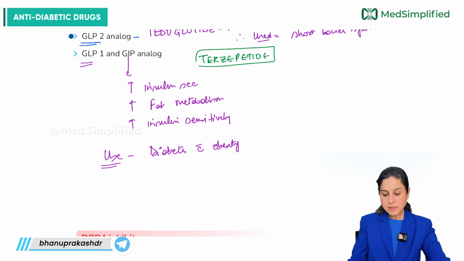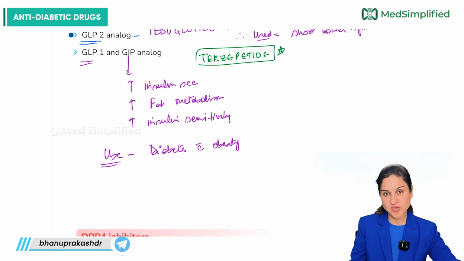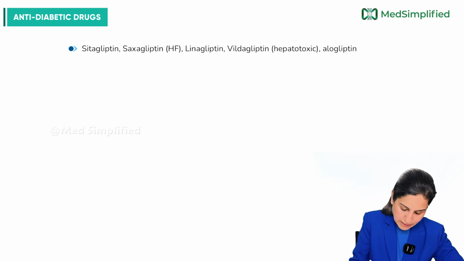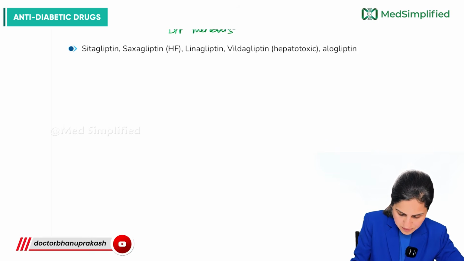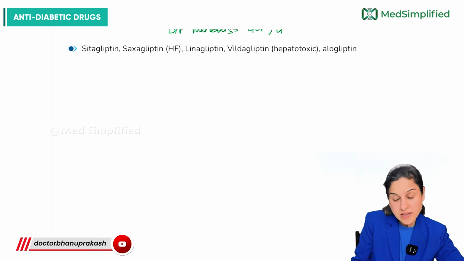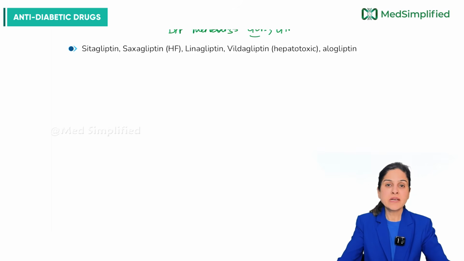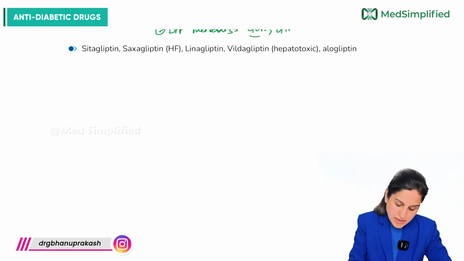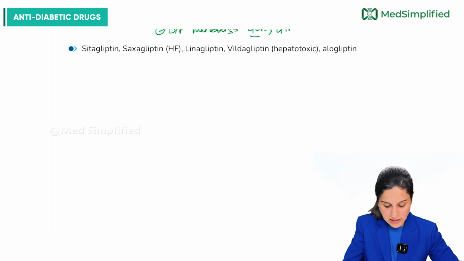Okay, tirzepatide is a drug which is a GLP-1 and GIP analog. Remember, it's an important drug to know. Then we have DPP-4 inhibitors. Now, what is DPP actually? DPP is an enzyme which metabolizes GLP-1 and GIP. So if you want to increase the level of GLP-1 and GIP, you give an inhibitor of this enzyme, DPP-4. When we give these drugs, they inhibit this enzyme, right? And therefore the level of GIP and GLP-1 will be there for a longer period of time. That's how they work.